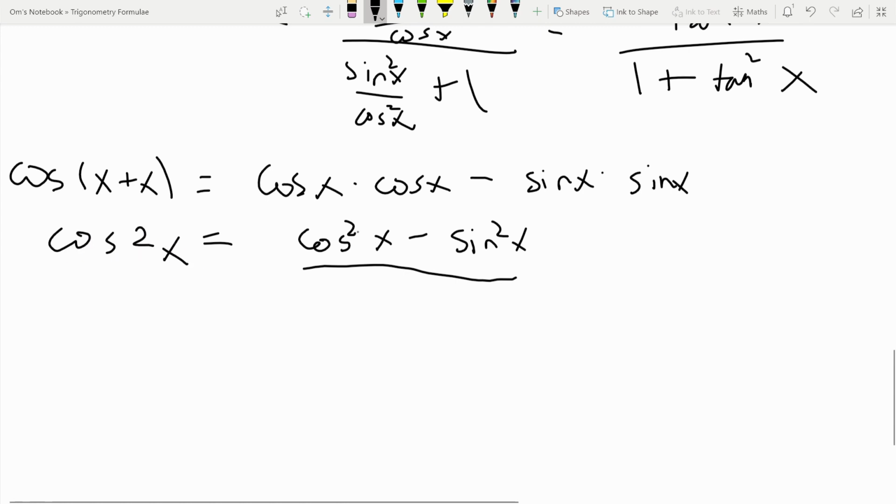So we know that sin square theta plus cos square theta is equal to 1, right? So we can write cos square x over here as 1 minus sin square x, and then we also have to subtract sin square x from over here. So this will turn out to be 1 minus 2 sin square x.